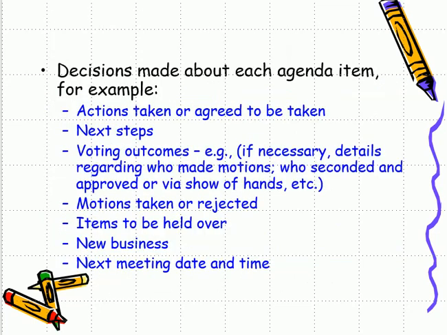Like the decisions made about each agenda item. Once you have decided the agenda, ultimately you have to note down your points according to that agenda. So whatever has been decided: what actions, next steps, voting outcomes, motions, items to be held over, new business, next meeting date and time.